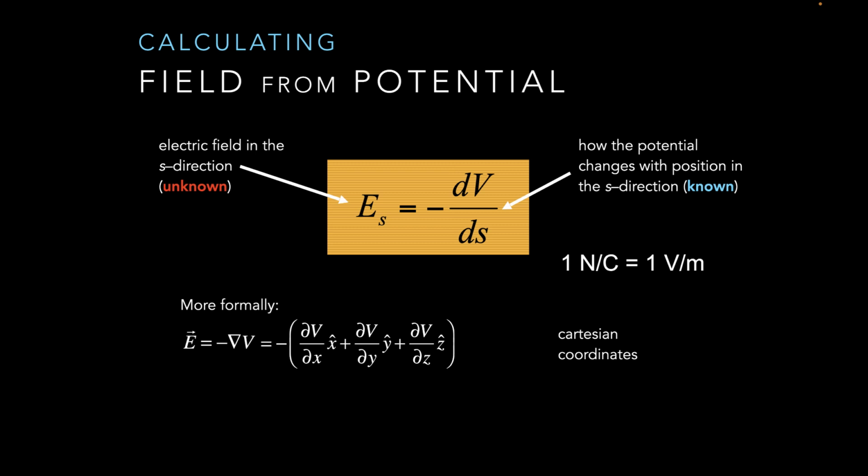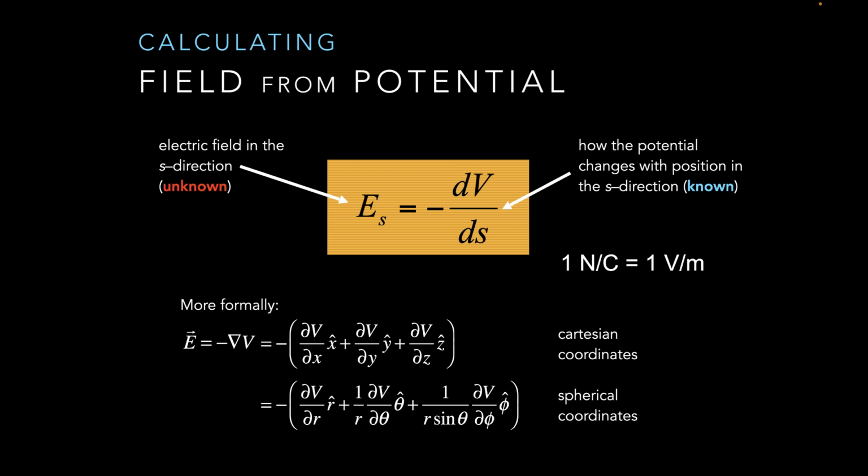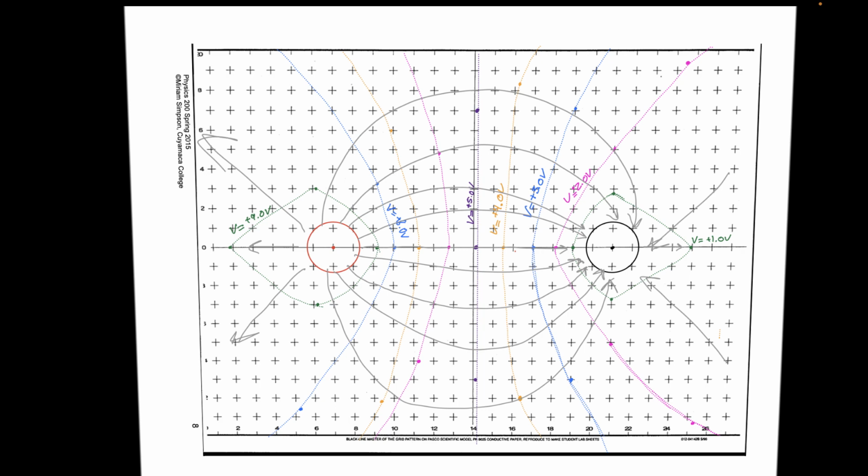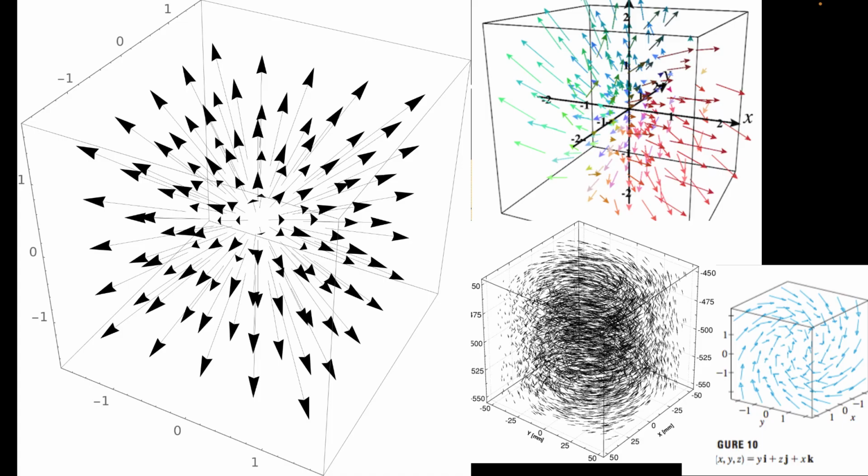You can also write this in spherical and cylindrical coordinates, and here it is. You don't actually need to know this specifically for this class, but it is very useful because remember, we are talking about three-dimensional things. Specifically, we're talking about taking those two-dimensional lab drawings and turning them into these three-dimensional vector fields. So how do we go from potential to electric field?